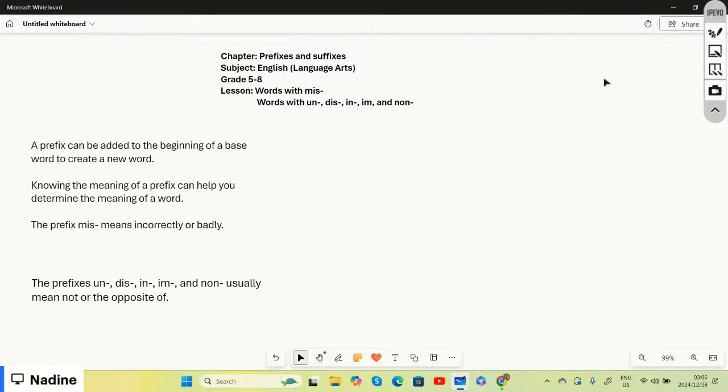This is a continuation of our previous lesson on prefixes and suffixes. We are now going to continue with prefixes, and then in our next lesson we will continue with suffixes. We said a prefix can be added to the beginning of a base word to create a new word.